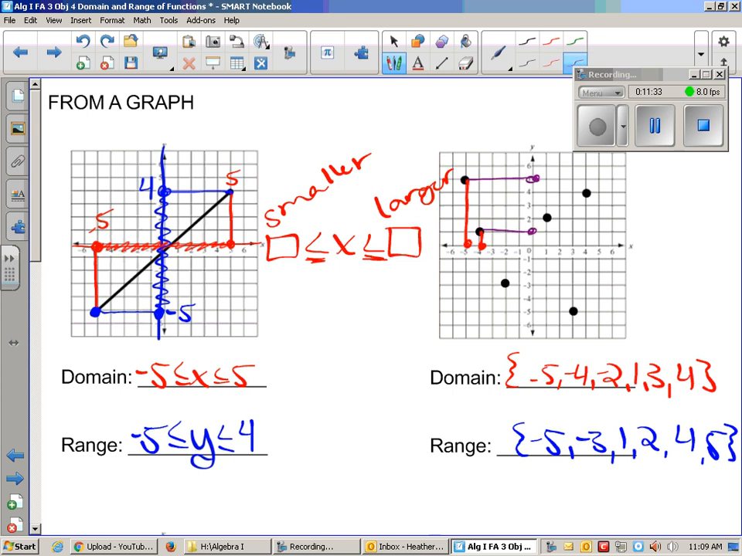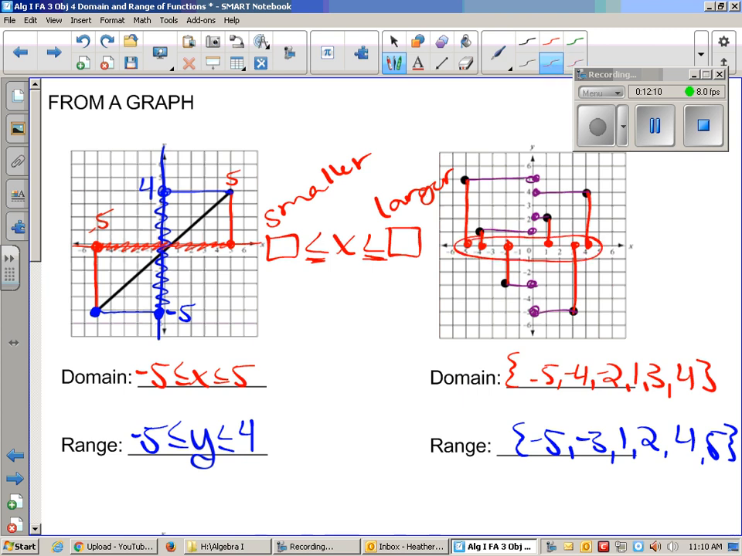Range, domain, range, domain, range, domain, range, domain, range. Oop, totally did that wrong. Range, there we go. Domain, range.